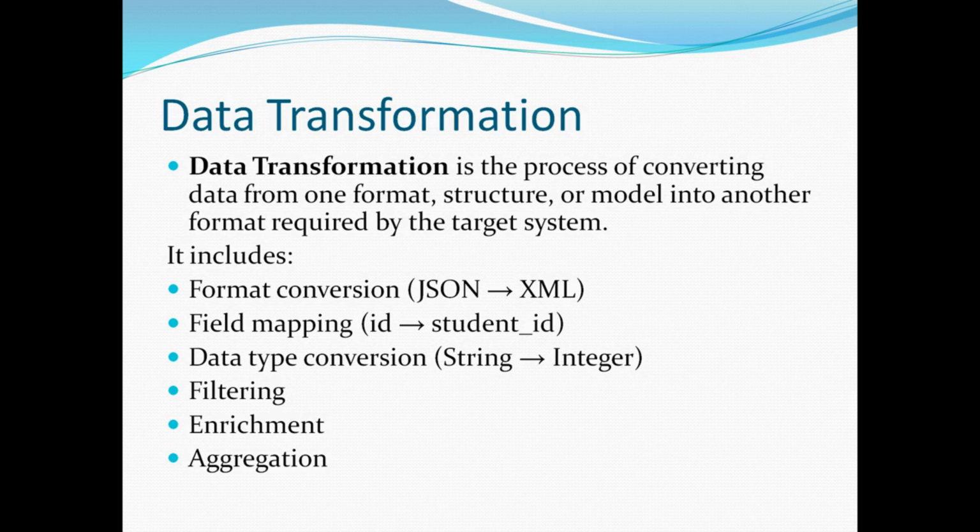Then filtering data. So we may get a set of data. From that data, we are filtering based on some condition. That also we can apply in the transformation. Then enrichment. So when we get data, we have to add more information to that data by getting a lookup table or checking another API to get the data and add to the original payload. Those kinds of operations also use the transformation. Then aggregate the data and send to the target system.